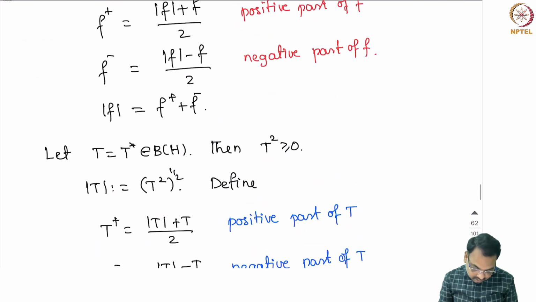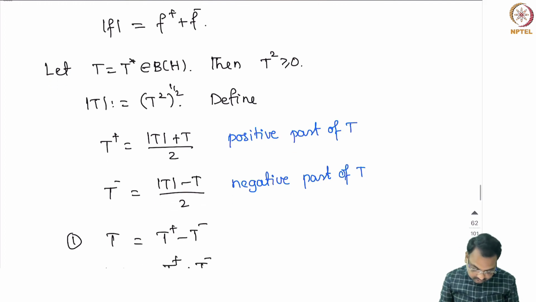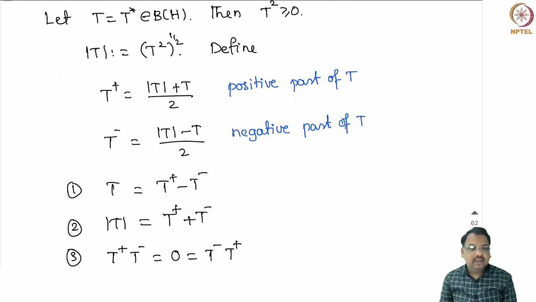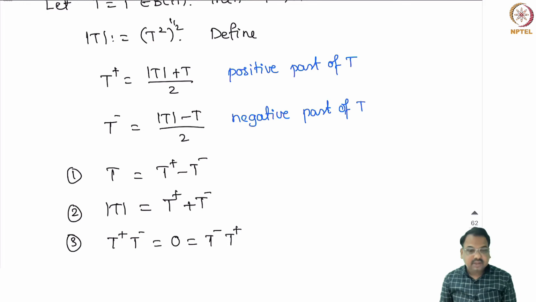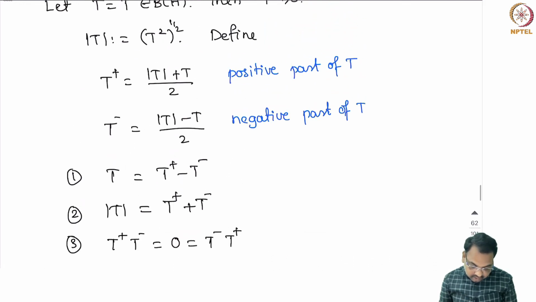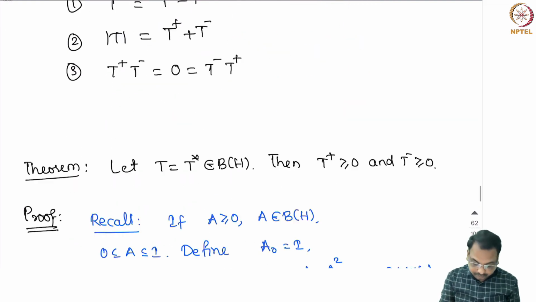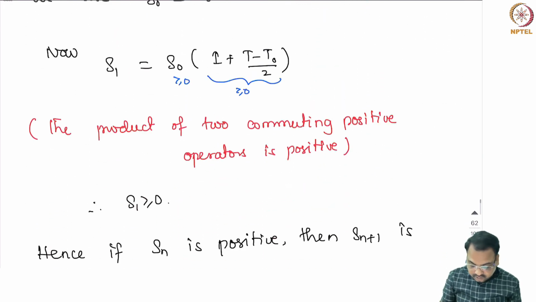Okay, now we have shown that both the operators T plus and T minus, the way we have defined here, T plus is (mod T plus T)/2, T minus is (mod T minus T)/2, they are positive, and we are able to write T as a difference of these two operators, T plus minus T minus, and mod T is nothing but T plus plus T minus. And if you look at their product T plus into T minus, we can easily show that the product is 0. So next thing one can ask is that, is this decomposition unique?